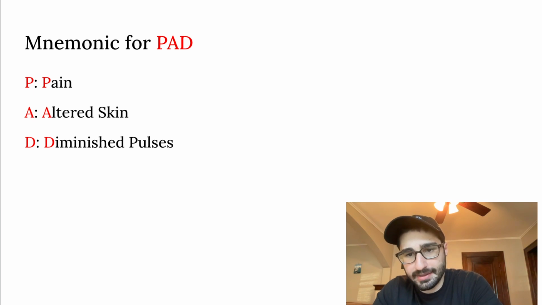it gets relieved during rest. A is for altered skin. So there's going to be trophic skin changes in PAD, and they occur due to insufficient blood flow and oxygen to the skin, and so that causes the tissues to die, and so it leads to the thinning of the skin as well as hair loss on the skin.